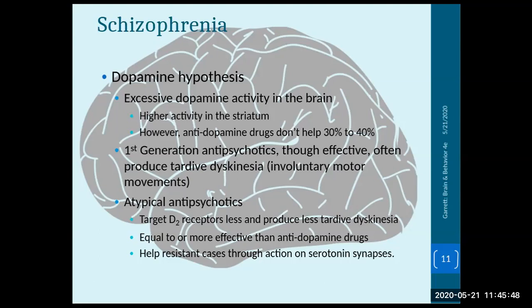The nice thing about that is that there may be promise for the future if we can get dopamine and serotonin to sort of fall in line with one another. Then we may be able to get a nice balance between the positive and negative symptoms.